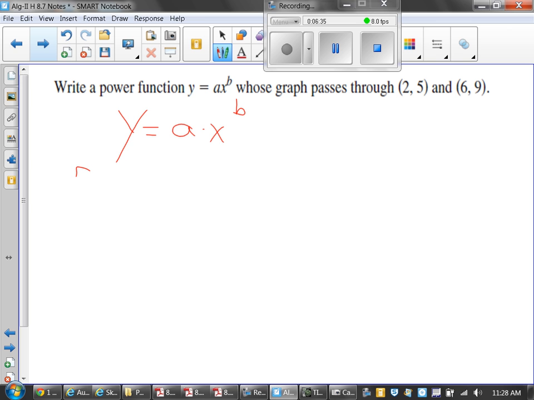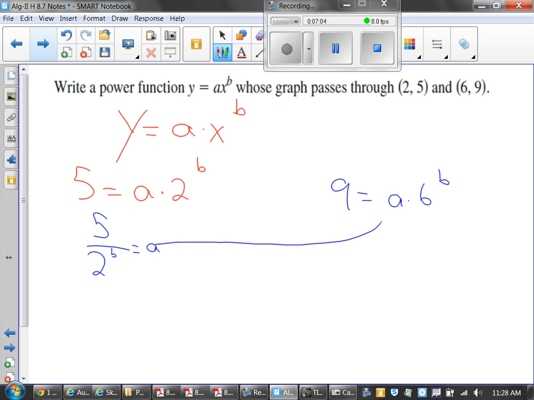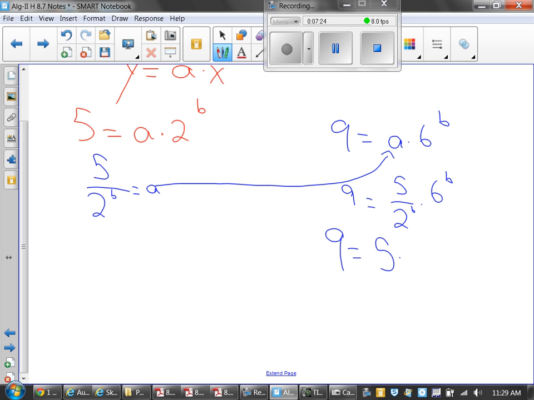If I have two ordered pairs, again, I'm going to have 5 equal a times 2 to the b, and 9 is a times 6 to the b. When I take those two equations, get a by itself again. So a is going to equal 5 over 2 to the b. Substitute into here. So 9 will now equal 5 over 2 to the b times 6 to the b. Exactly. Now you simplify that side, and I'm going to get 9 is 5 times 3 to the b. I don't want to multiply that 5 and the 3 together because the 3 has a b value. So I need to move it to the other side.